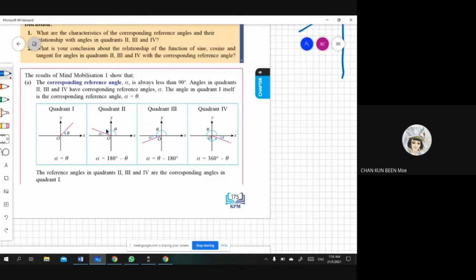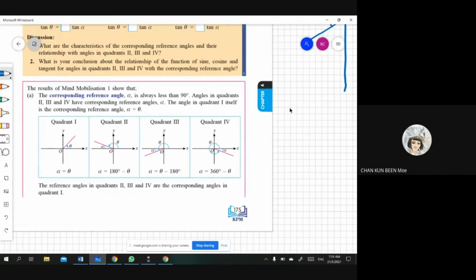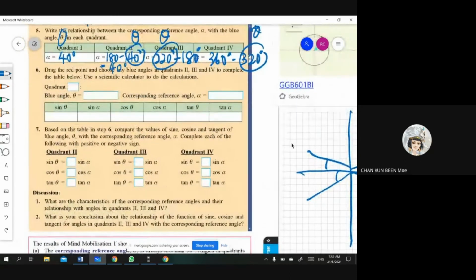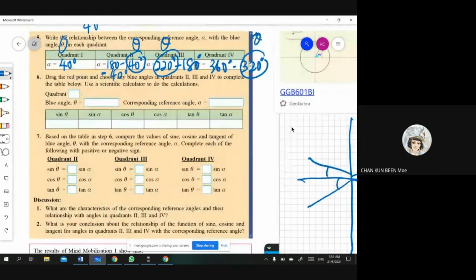And then for quadrant 2, if you want to get the corresponding reference angle over here, you will have to use 180 minus the theta. For quadrant 3, you will have to use the theta minus 180, sorry. And for the last one, we will have to use 360 minus the theta. Okay, so this is a formula to find the corresponding reference angle. Okay, now we have to continue with another one over here, because sine, cosine, and tangent will have positive and negative values. That one is just for you to find the angle only.